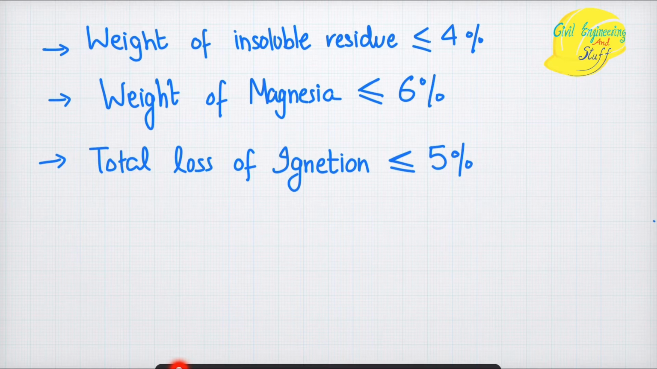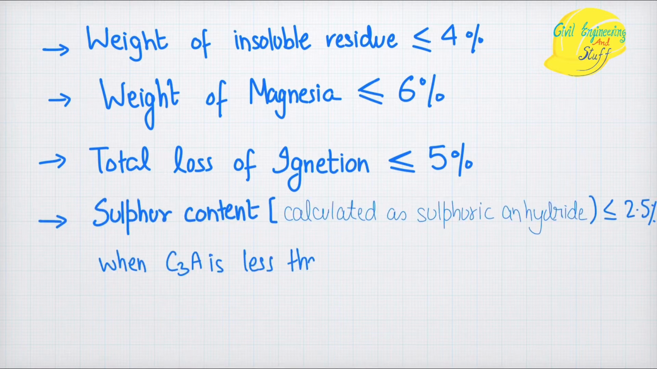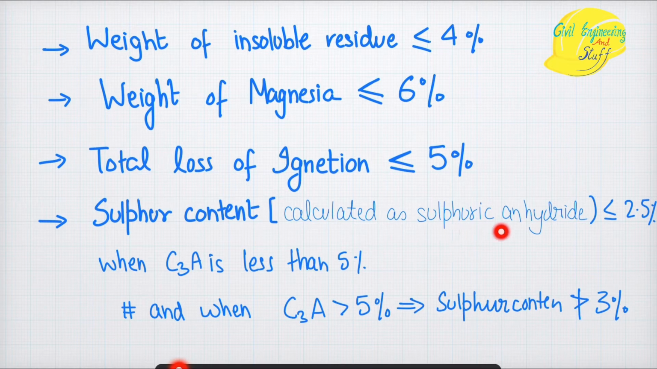So the total loss of ignition should not be more than 5%. Then the sulfur content, calculated as sulfur anhydride, should be less than or equal to 2.5% if the quantity of tricalcium aluminate is less than 5% in the batch of cement.